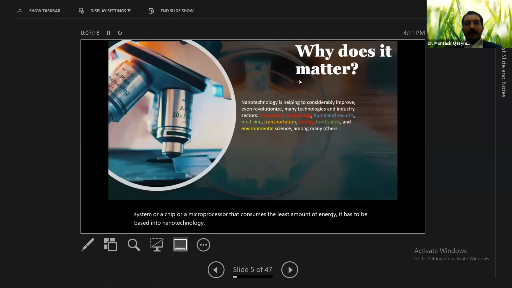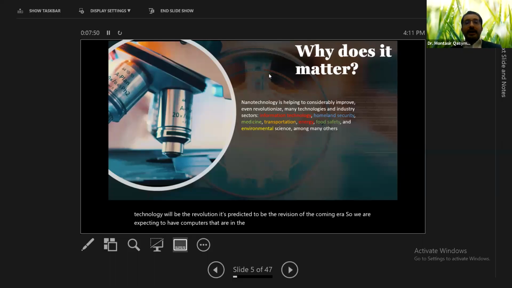So why does it matter? Why nanotechnology? It's been well said that microtechnology and microelectronics were the revolution of the last century. The computers that we are communicating on right now are based on microtechnology. And now nanotechnology is predicted to be the revolution of the coming era. We are expecting to have computers that are in the nano size.